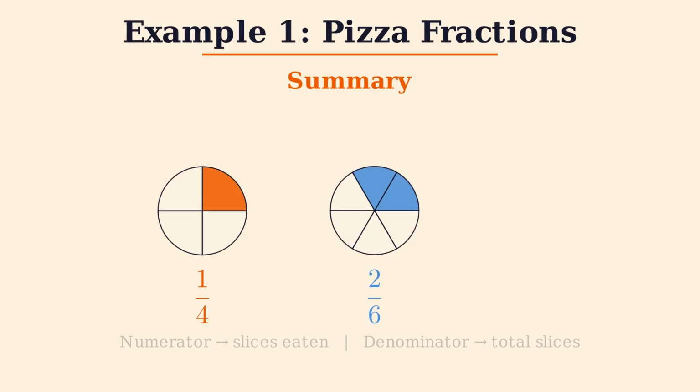Now let's try another one. A different pizza has 6 slices and you eat 2 of them. Denominator is 6, total slices. Numerator is 2, slices you ate. So you ate 2/6 of the pizza. See the 2 shaded slices out of 6? That's your fraction right there.